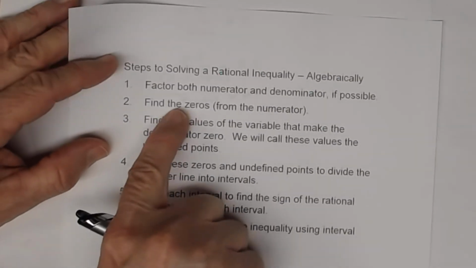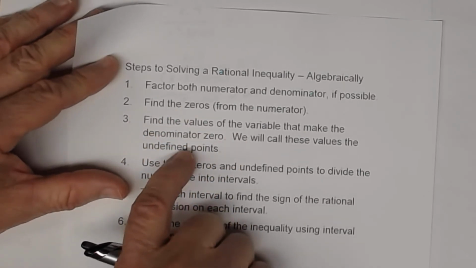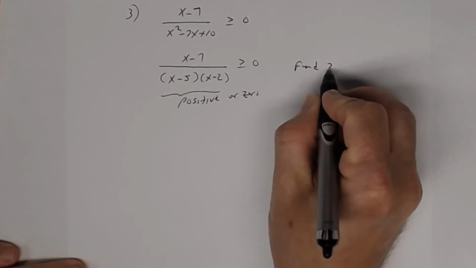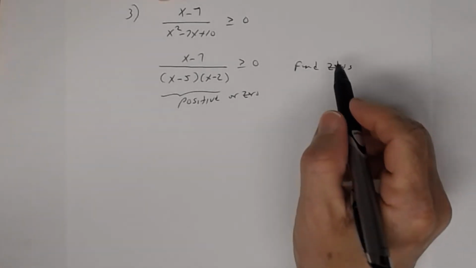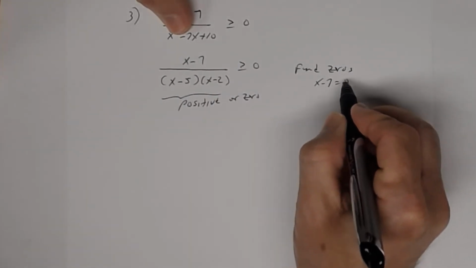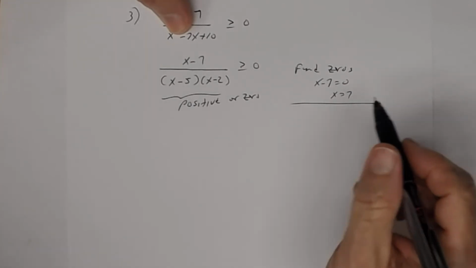So now we need to find steps 2 and 3. We need to find the zeros, and we need to find the undefined points. So let's talk about the zeros first. So find zeros. To find the zeros, you're going to set the numerator equal to 0. So x minus 7 equals 0. So then x equals 7. So there's your 0. 7 is a 0.